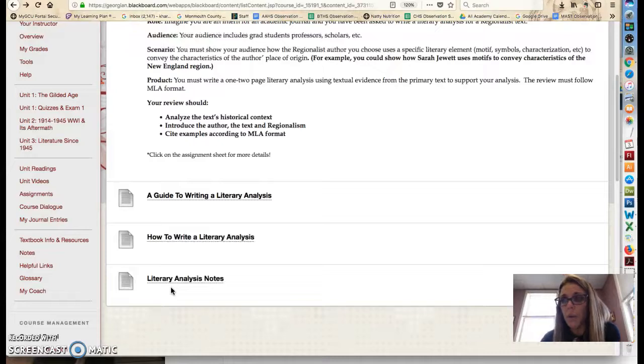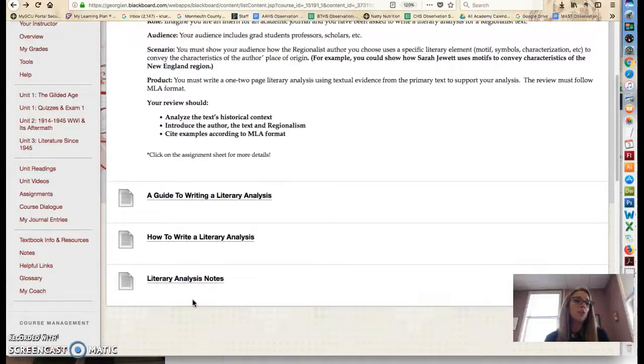So, for example, this is a sample thesis for this assignment. In Sarah Jewett's The White Heron, she uses nature to develop the main characters and gives readers insight to what the desolate wilderness of Maine was really like. So in this paper, the author is going to talk about how Jewett, right, uses nature to give insight to what Maine was like and to develop the characters. Okay? It is not a long paper. It is 1 to 2 pages. Okay? 2 pages long.